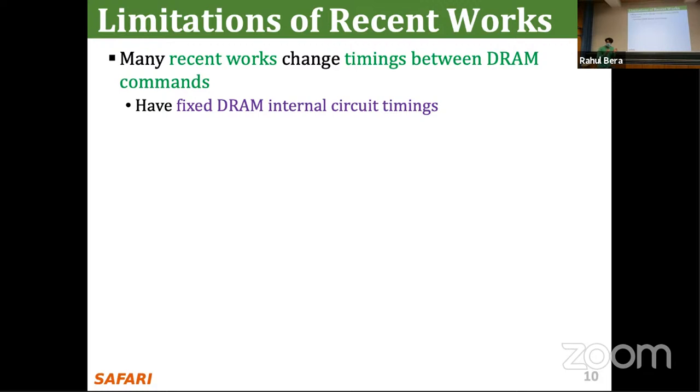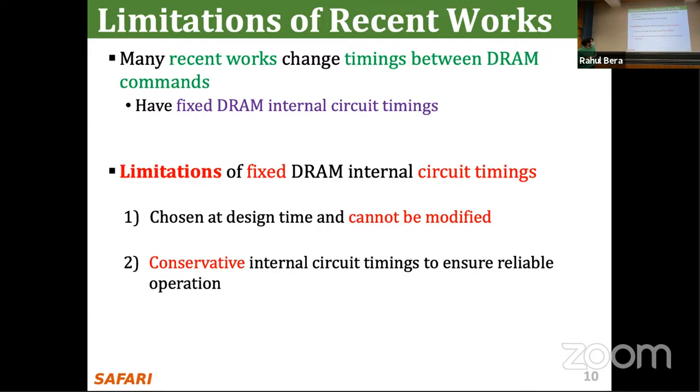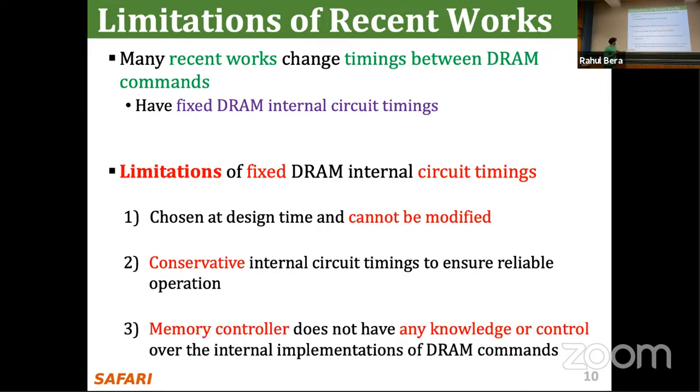Each of these commands that you issue from the memory controller in the DRAM are implemented internally with these signals that we saw before. And we don't have control over them. So what are the limitations of these fixed DRAM internal circuit timings? They are chosen at design time and cannot be modified. They are conservative internal circuit timings to ensure reliable operation. And the memory controller does not have any knowledge or control over the internal implementations of these DRAM commands.